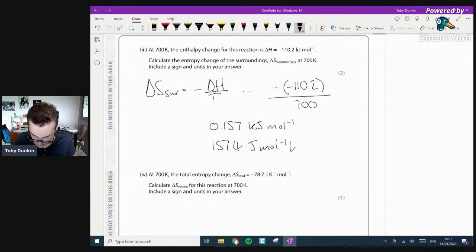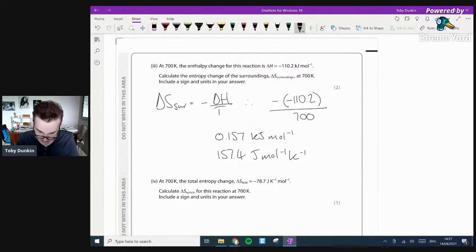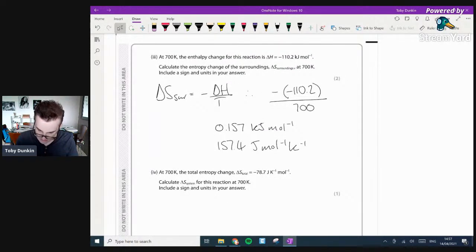Per Kelvin. Give the units in your answer. It's got to be per Kelvin, because the temperature's on the bottom. Joules, you get the point. So that's per Kelvin as well.